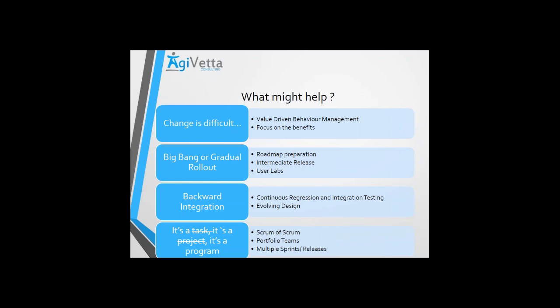Then comes your evolutionary design and continuous regression integration. It is very, very important that in every sprint you focus on whatever you are delivering, even if it is one feature or one new data set you have created, that it integrates and is compatible with the previous data or the previous system. There is a good backward integration.